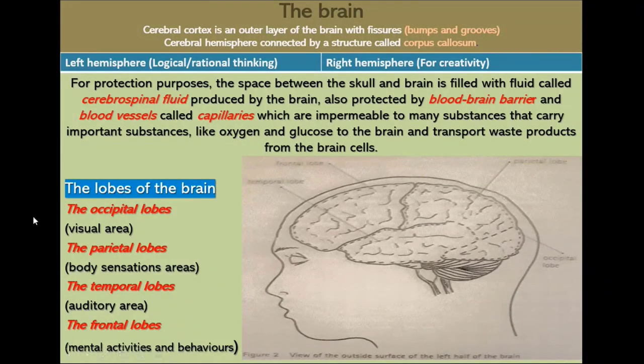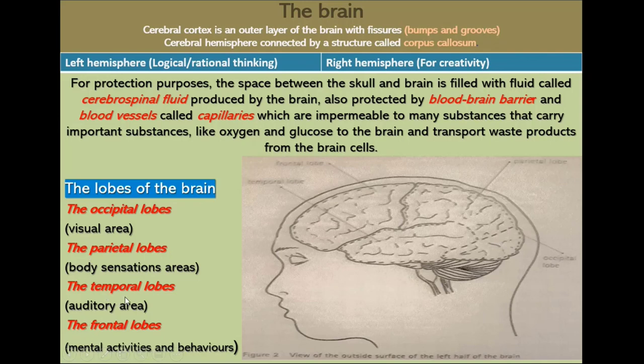You see things through color. It determines color, whether it's light or dark, and the distance. That is the occipital lobe, the visual area. Then you have the parietal lobe, which is body sensation. Body sensation determines pain, whether something is cold or heat. That's the parietal lobe.